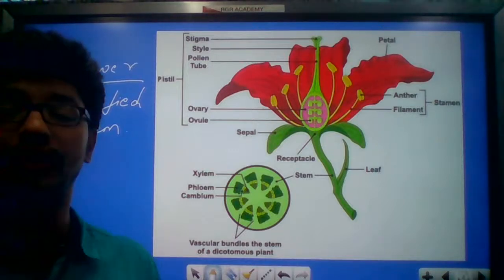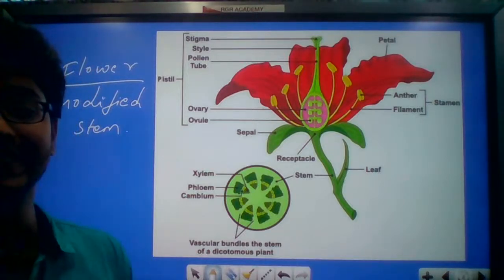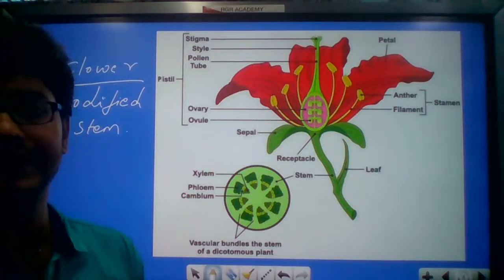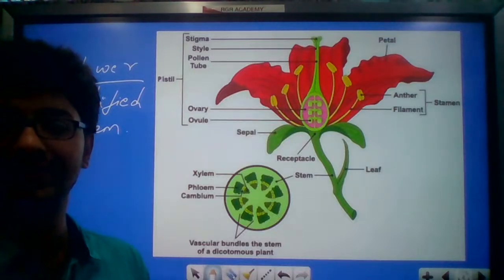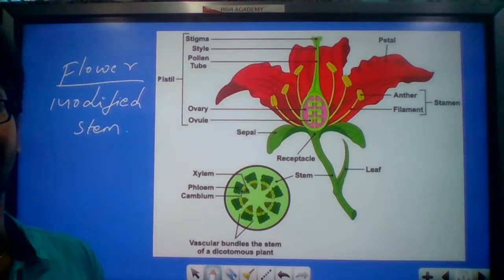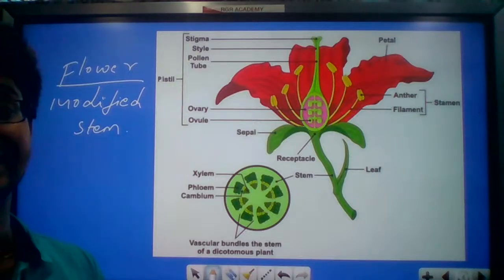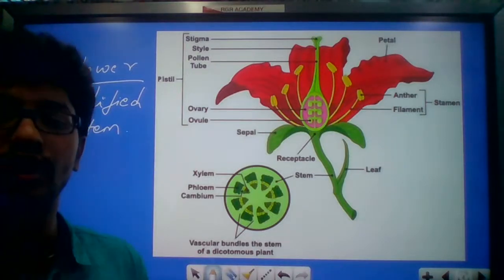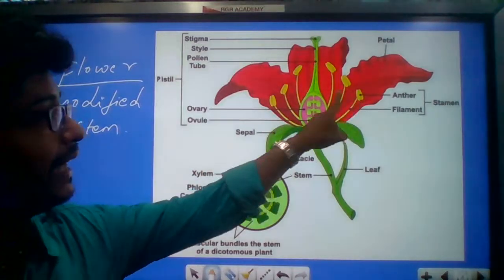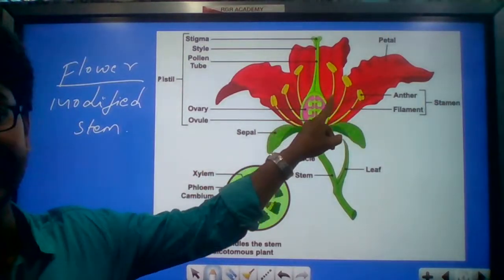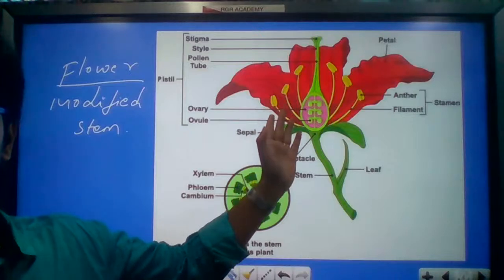So if the flower consists only of the male part, we call it a staminate flower. So stamen is for the male, pistil is for the female. So staminate flower is the male flower, and pistillate is the female flower, if these parts are present in separate flowers. So what do you call it if you could see both stamen and pistil present in the same flower itself? What is the name of this type of flower?